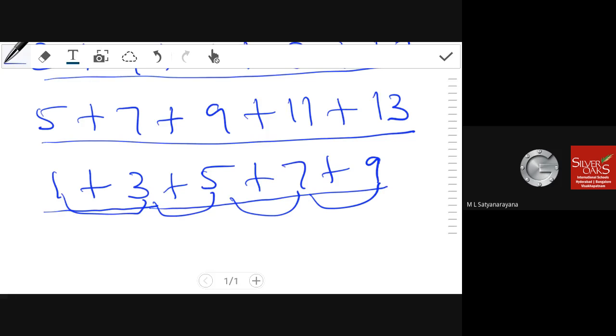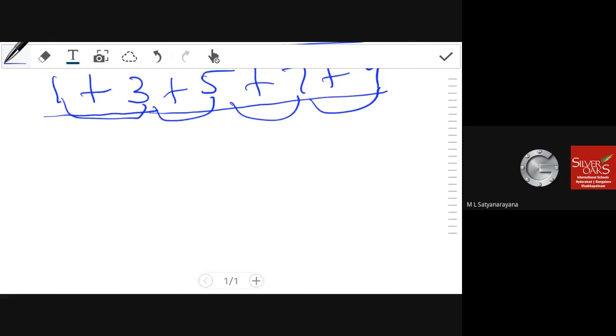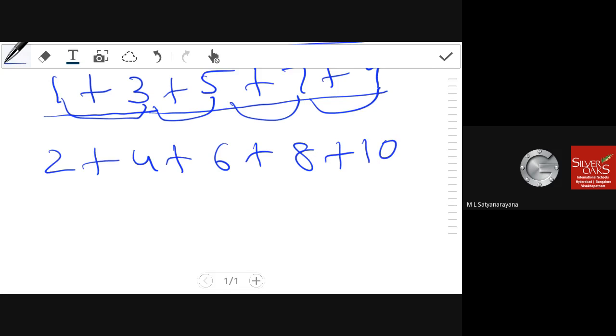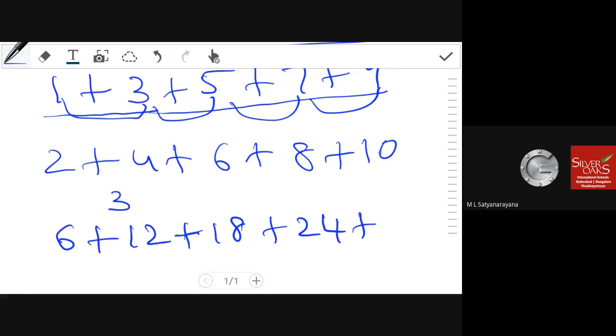So what I want to tell you is, for any series 2 plus 4 plus 6 plus 8 plus 10, if you add a constant value or subtract a constant value, still it is in AP. Let's see whether it is the same when you multiply. Let's multiply by 3. Each term is multiplied by 3. 2 3s are 6, 4 3s are 12, 6 3s are 18, 8 3s are 24, 10 3s are 30. See whether it is in AP.